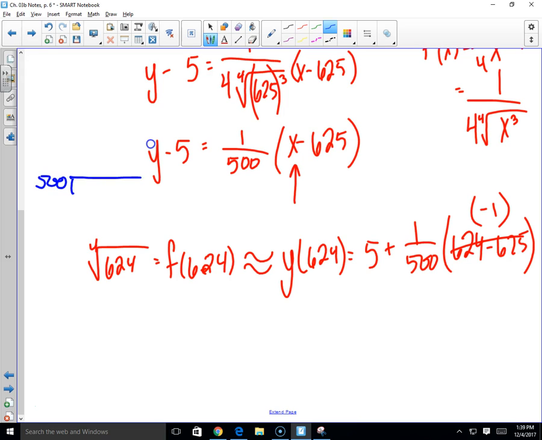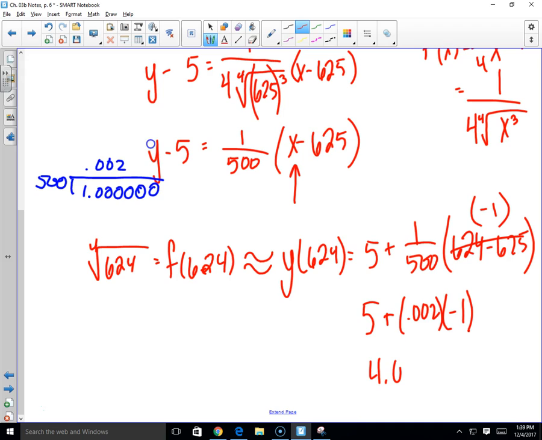500. However many you need. 500 goes into 1? Nope. 10? Nope. 100? Nope. 1,000? Yes. 2, 0, 0. Easy. You need to review it, but easy. We end up with 5 plus 0.002 times -1, which is 4.99.